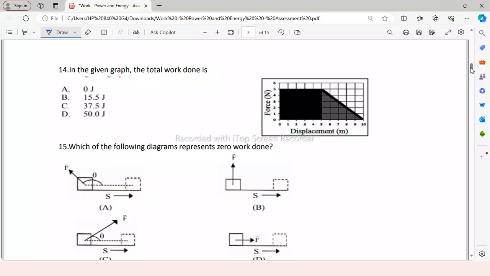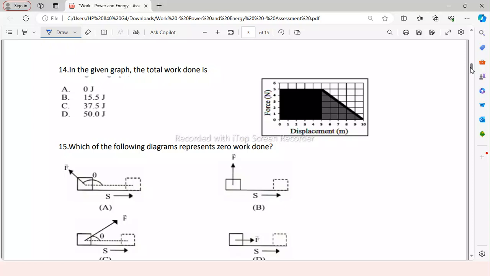Then it says in the given graph the total work done is. आपको पता होना चाहिए कि the area of velocity time graph gives us information about distance, right, covered by the object. इसी तरह the area of force and displacement curves gives us the information about the work done on the object. तो यहाँ पर हम इस ग्राफ का एरिया कैलकुलेट करेंगे to calculate the work done.